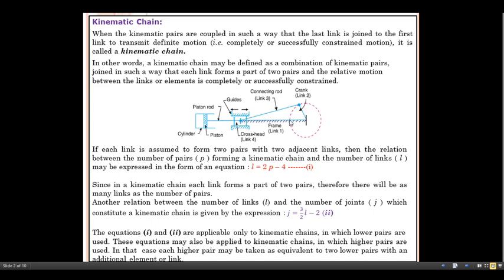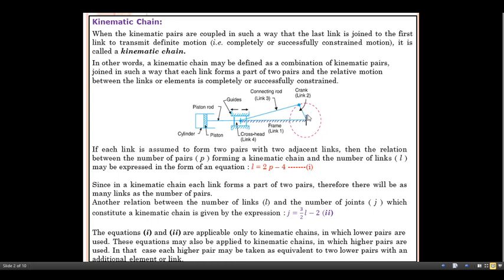This one, the frame, indicates link number 1, this indicates link number 2, this indicates link number 3. Apart from this, link number 4 is nothing but the crosshead here, and this total is the cylinder. This crosshead is connected with the piston rod. This one is link number 4, and the cylinder is the fixed one that is connected with the frame.